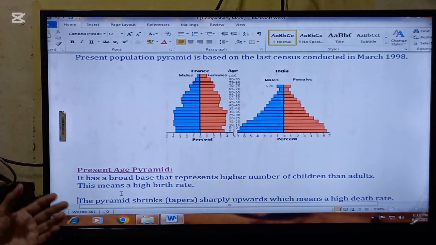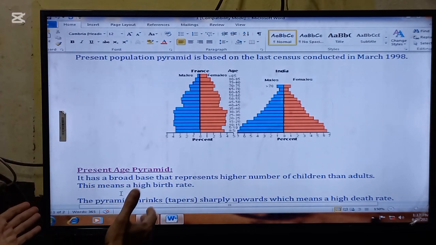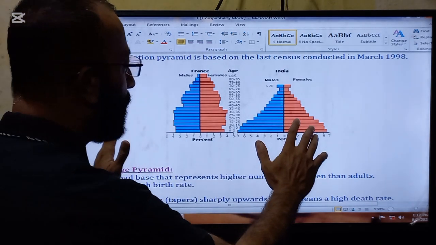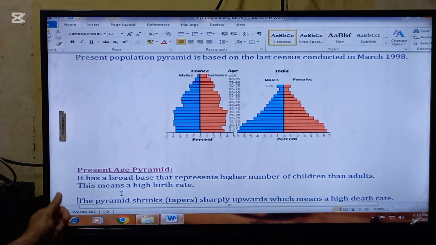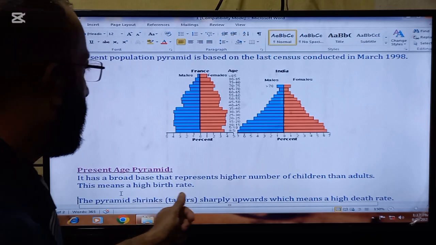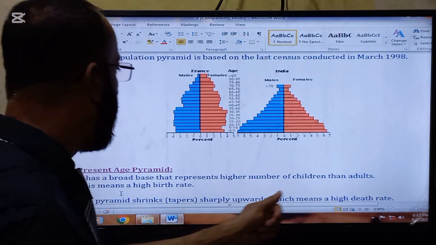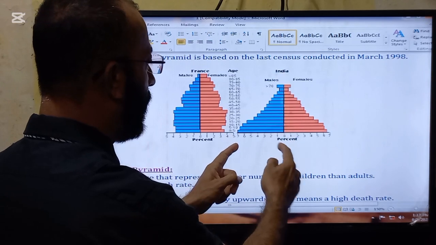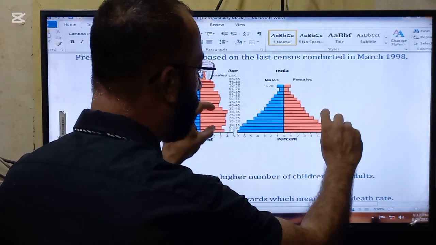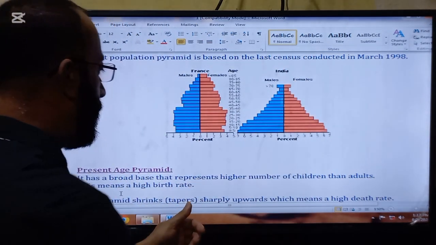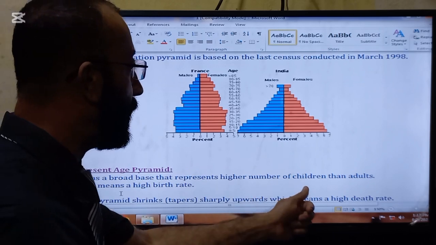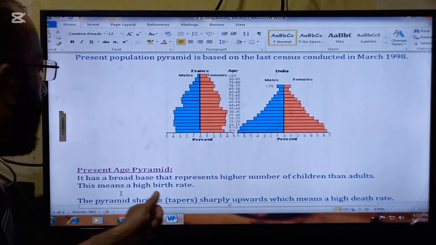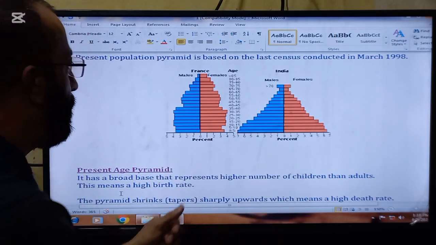Okay, the next topic which we are going to read is present age pyramid. So these are the present age pyramid. It has a broad base that represents a higher number of the children than adults. So if you look at the population structure of India, the bottom is too broad as compared to the top. So it shows higher number of the children than adults because adults are fewer. This means high birth rate. So this is the meaning.